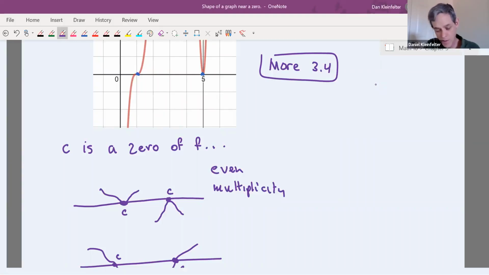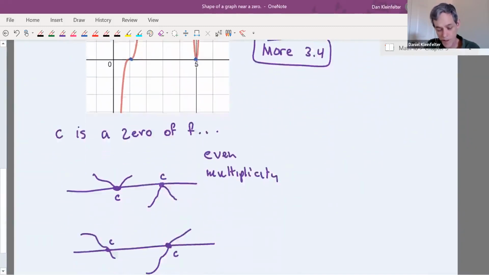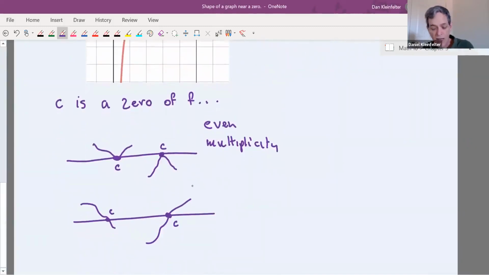Just a few moments ago, we were taking a look at the behavior of a graph near a zero. And what we'd come to the conclusion of is this. If c is a zero of a polynomial function f, then there's going to be a multiplicity associated with c, which is how many times x minus c occurs in a factorization. So if you factor f, you'll have x minus c raised to the m power.